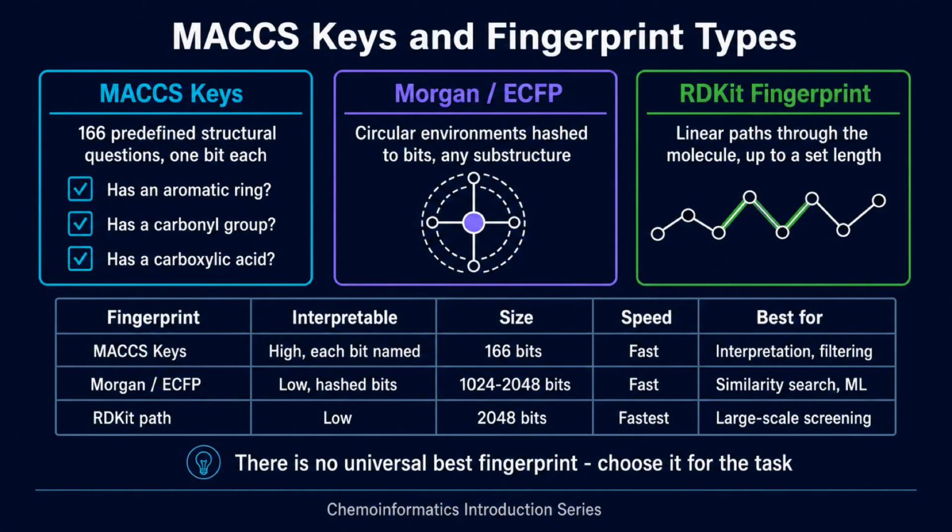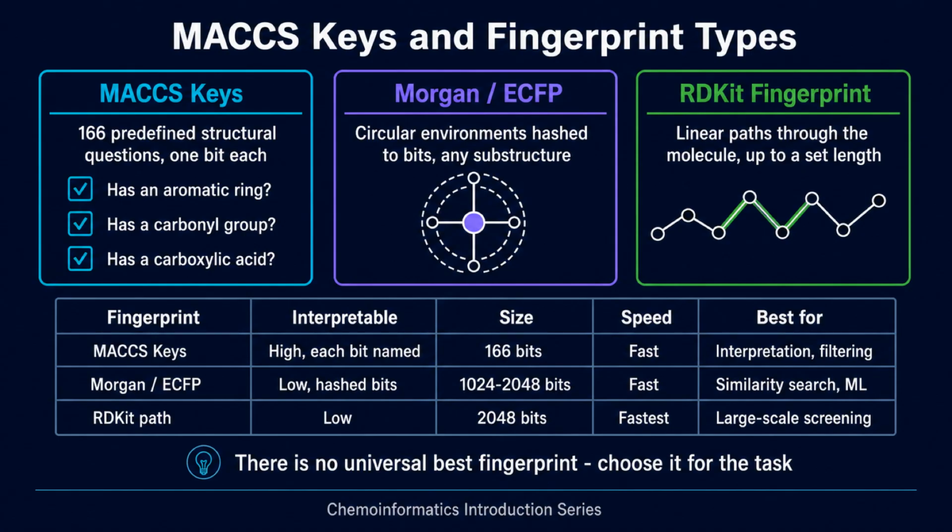MACCS keys use 166 predefined structural questions. Does the molecule have an aromatic ring, a carbonyl group, an amine? Each question becomes 1 bit. MACCS keys are highly interpretable because each bit has a clear chemical meaning. Morgan fingerprints, as we discussed, are learned from structure and can capture any substructure pattern. RD-kit fingerprints use linear paths through the molecule, which is computationally efficient.